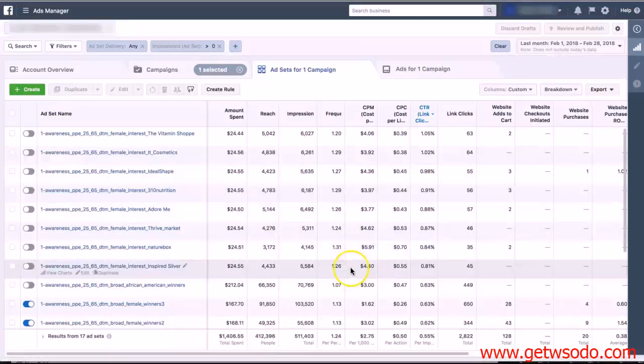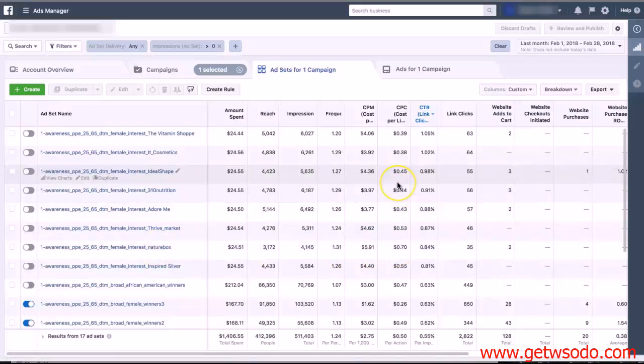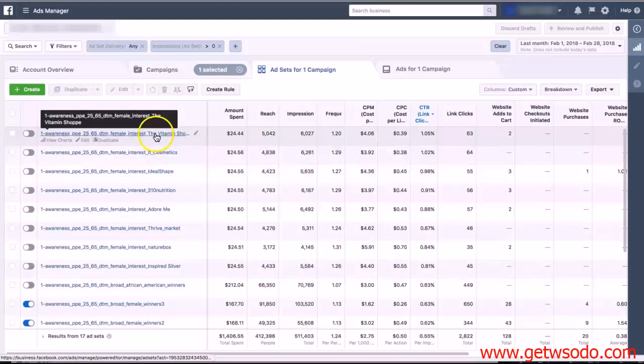And then you kind of go through, and maybe Nature Box wouldn't be one that would go through. So that's how I'd go through picking out which interests I want to now graduate to my website conversion. And this is another example of splitting out those tests, and within the ad sets, I'm testing lots of different creatives as well.